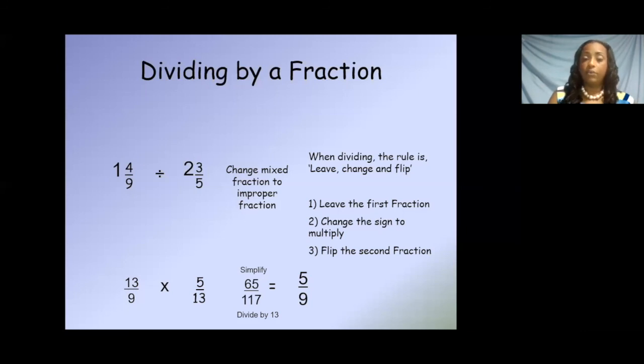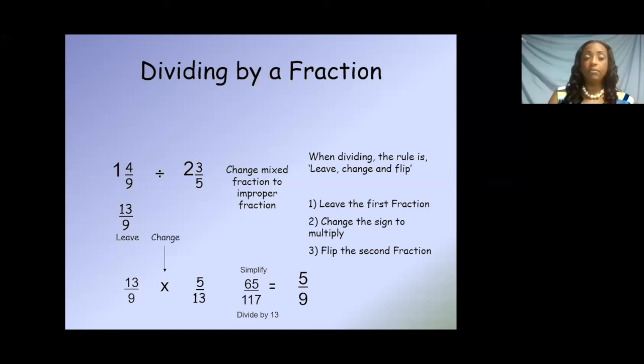Okay, so give you a second to look at it. Okay, so I want you to focus on the numbers because the words on the right-hand side of the screen, they're just the steps. So don't focus on that too much right now. Focus on the numbers. So we have 1 and 4 over 9 being divided by 2 and 3 over 5. 1 times 9 is 9, add 4 is 13, and remember, you want to keep the denominator for that part of the fraction, in this case, the mixed fraction. So we end up with 13 over 9.